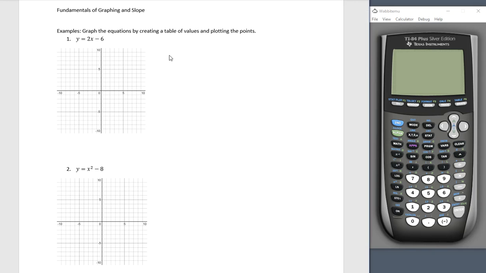So, we're going to graph the equations by creating a table of values and plotting points. We have y equals 2x minus 6. So in my table of values, x is my independent variable, and I'm going to write the full y equals 2x minus 6 over here. That'll tell us exactly how we get our values.